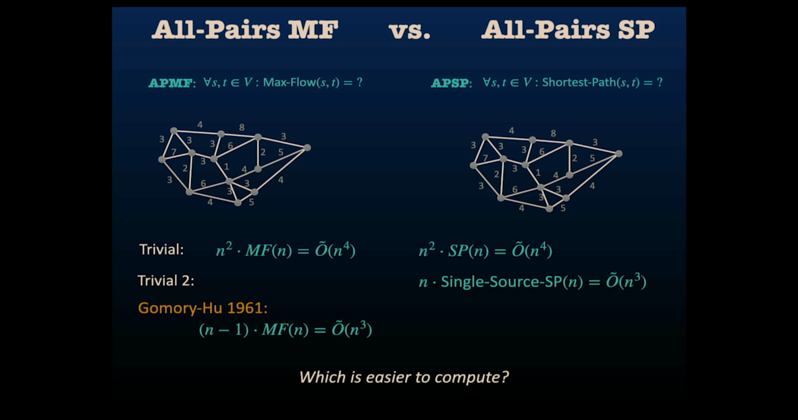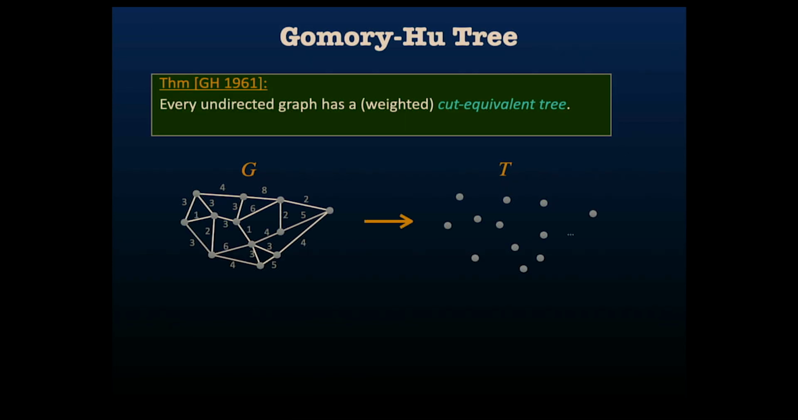With n minus 1 calls to an ST max flow algorithm, they can compute the all pairs. So let me tell you a little bit about their work. They show a very fundamental result about graphs. It's the following, the Gomory-Hu result. It says that every graph has a cut equivalent tree. And what that means is every undirected weighted graph G has a tree on the same set of vertices. So the vertices of T are the same as the vertices of G, except that it's a tree.